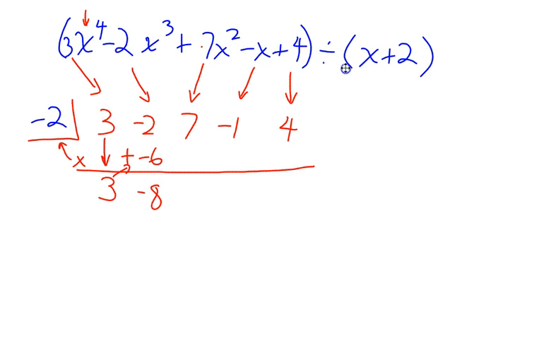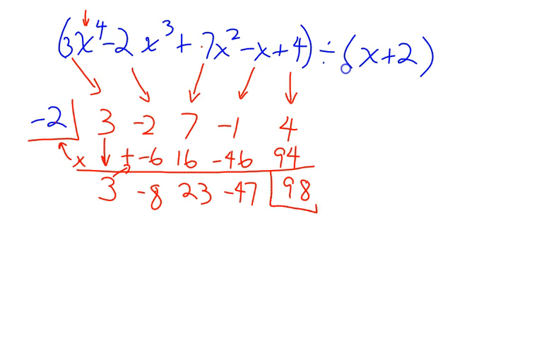I now repeat the process. I multiply the negative 8 times negative 2. I get 16 and I write my answer there, underneath the 7. I now add these numbers together. I get 23. Multiplying 23 times negative 2, I get negative 46. Adding negative 46 and negative 1, I get negative 47. Multiplying negative 47 and negative 2, I get positive 94. Adding 94 and 4, I get 98.